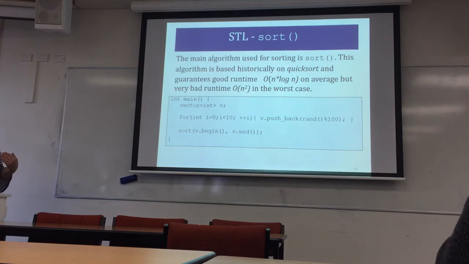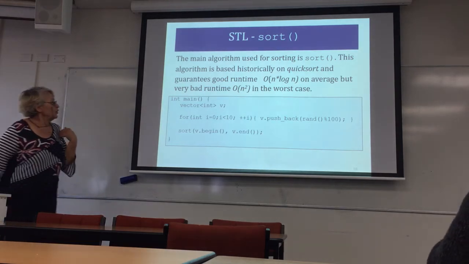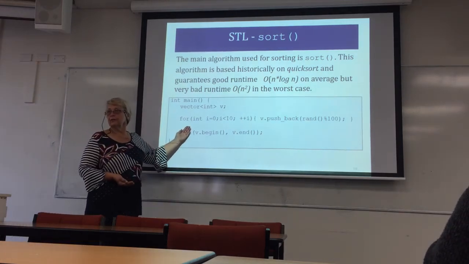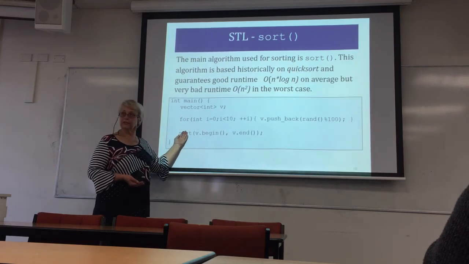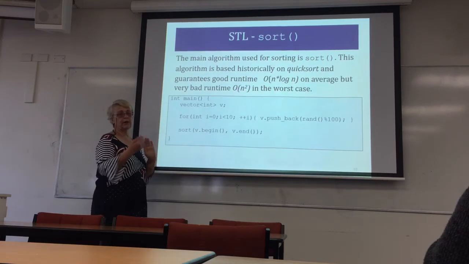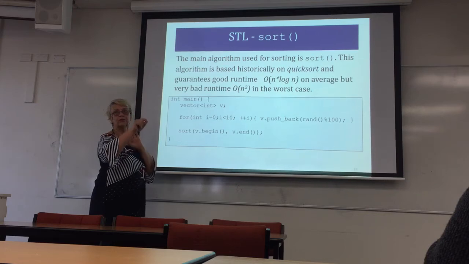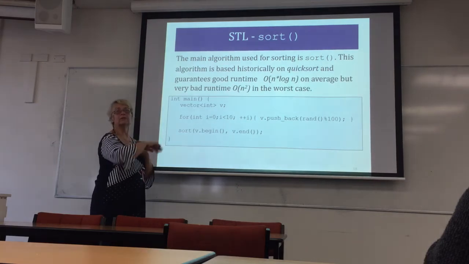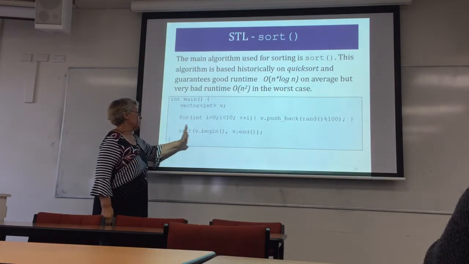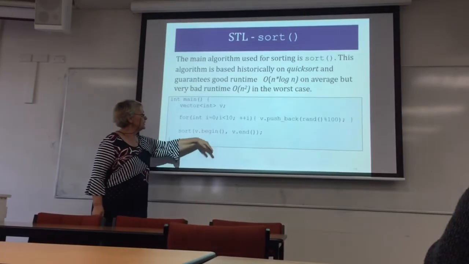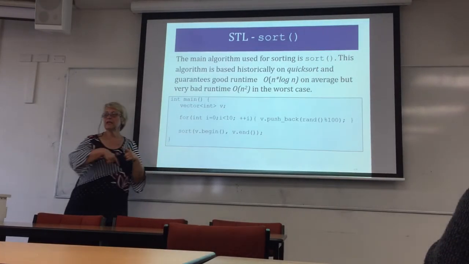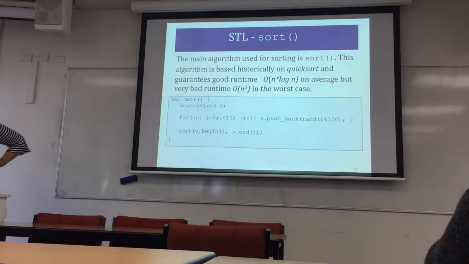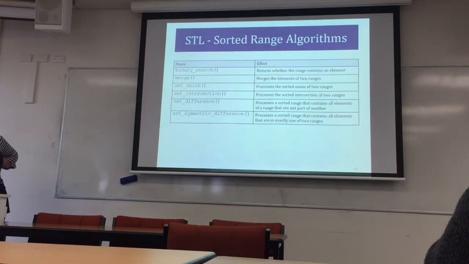For lists, you don't have the possibility to apply this. If V is a list, you have to invoke V dot sort. The list comes with its own sorting function. So, with this, the content of V is changed. After that, if you display the elements in V, you get them in sorted order.